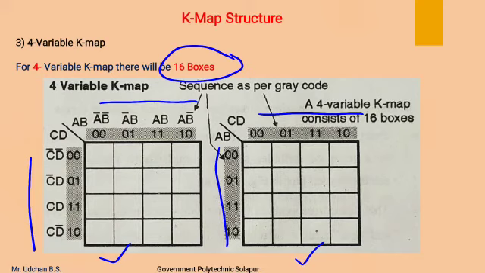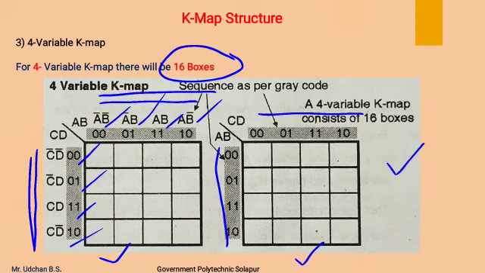16 boxes. Again, for vertically and horizontally, the sequence is written in gray code, that is 00, 01, 11, 10. In the same manner, here also the sequence is written in gray code format: 00, 01, 11, 10. So any one K-map structure we can use. In the near future we are going to use this K-map structure, that is vertically AB and horizontally CD.